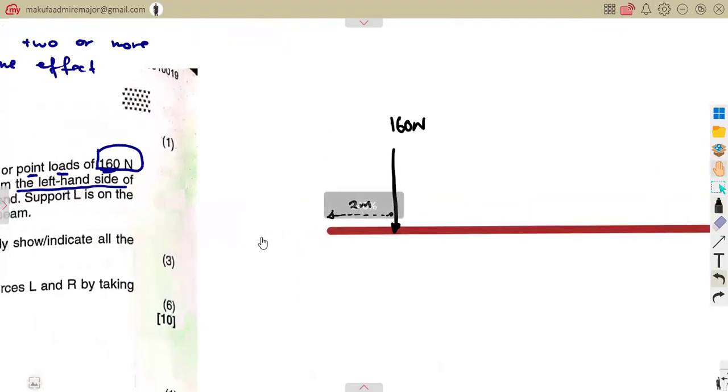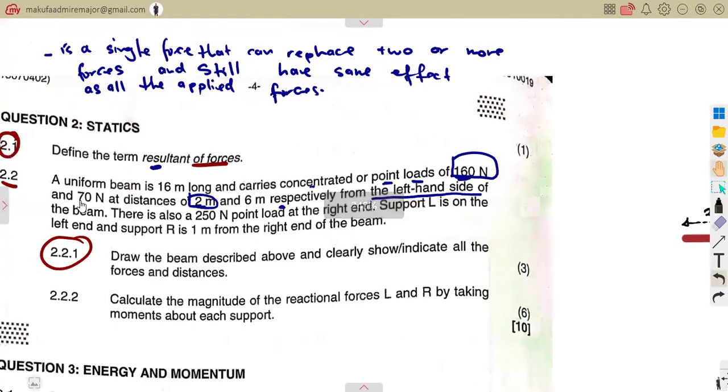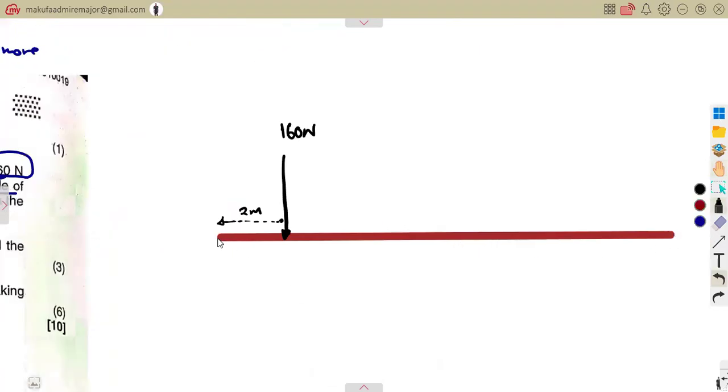And let's see the other one. It is 70 Newton, 6 meters, still from the left-hand side. 6 meters, meaning we have covered 2. How many meters do we need to cover 6? 2 plus 4, that is 6. So in between, we are going to have another point load of 70 Newton, which is 4 meters from this one, but 6 meters from the end. If you cover from the end, this will be 6 meters. 2 plus 4, that's 6, okay?